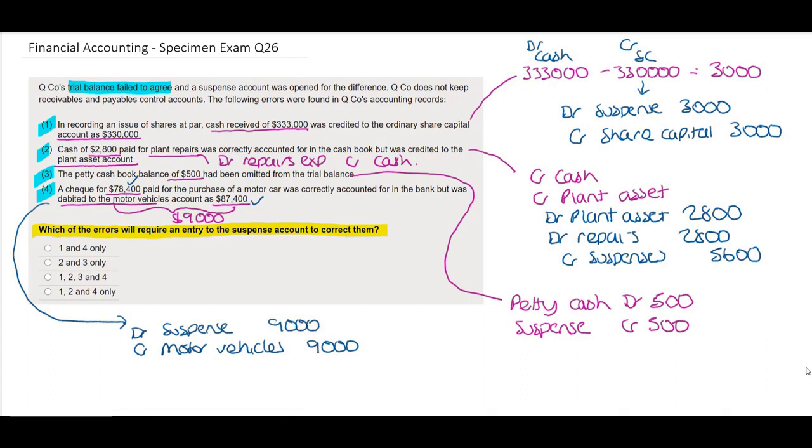Reviewing our question again, we needed to decide which of the errors will require an entry to the suspense account to correct them. And we can see that the first, second, third, and fourth entry all require an entry to the suspense account. Therefore, the correct answer is the third option.